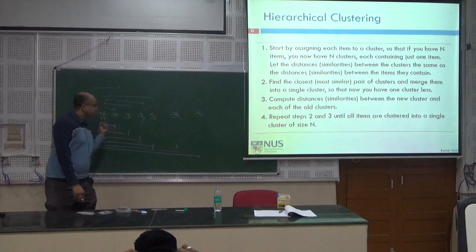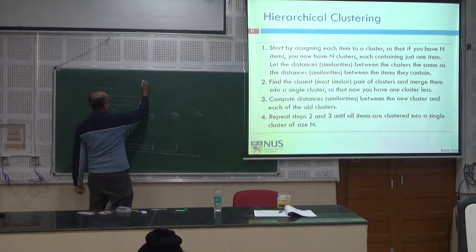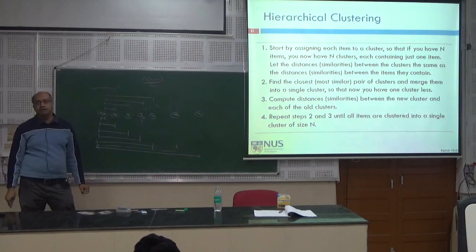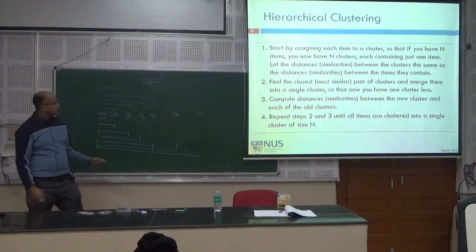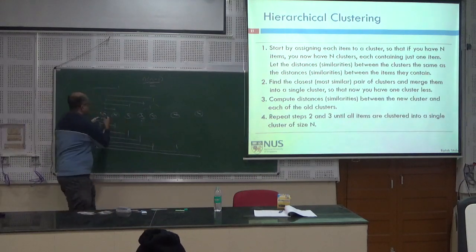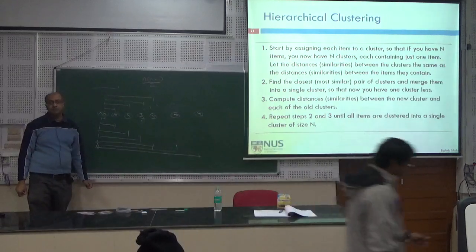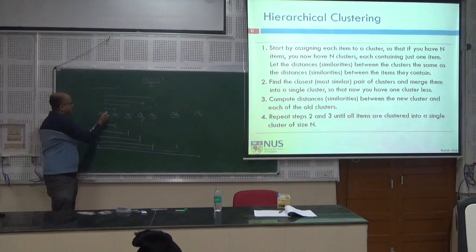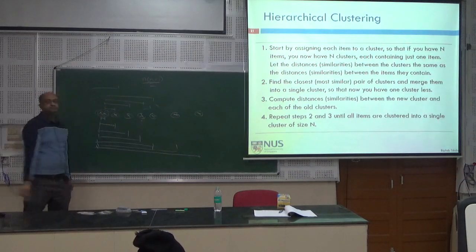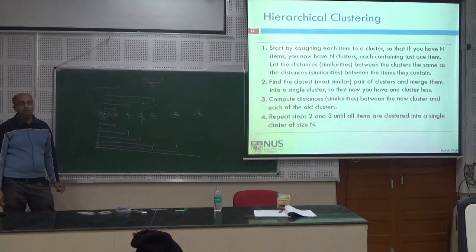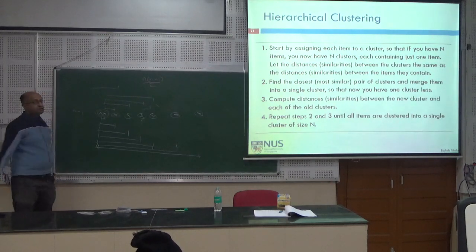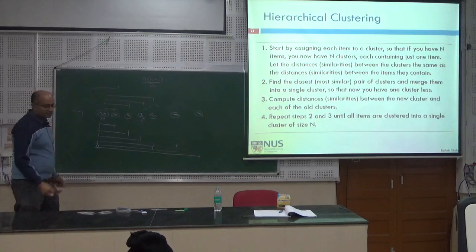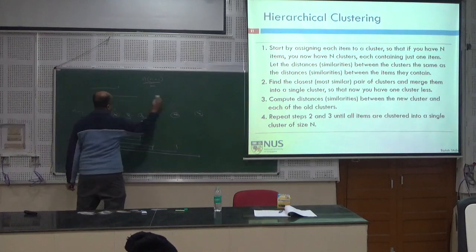Now, which is the closest one? How many distances do I have? n times (n minus 1) over 2, right? These many distances I have. Which is the smallest distance? Is this the smallest? In this example, this is the smallest distance between any two pairs of clusters. So the next step will say, these two become one group. So now I have n minus 1 clusters.